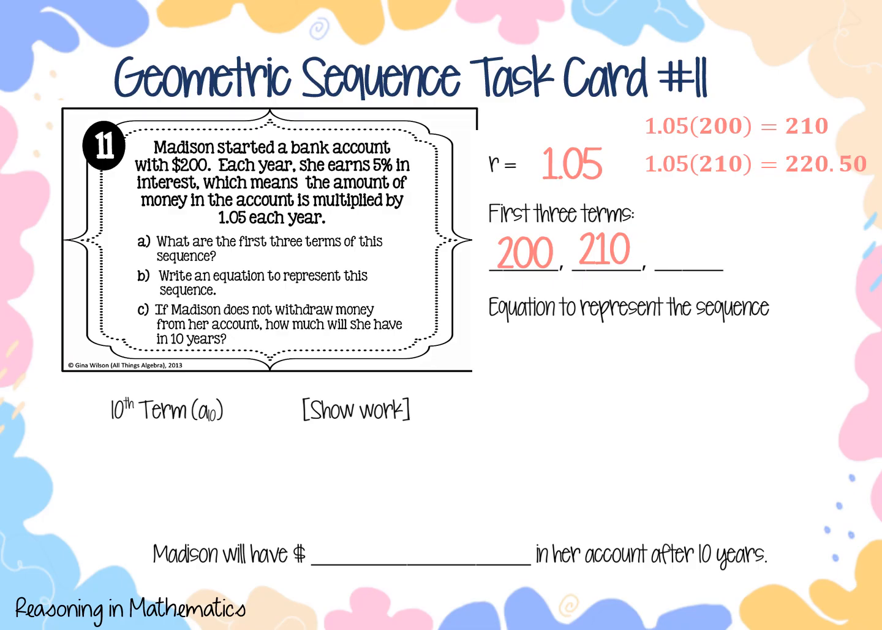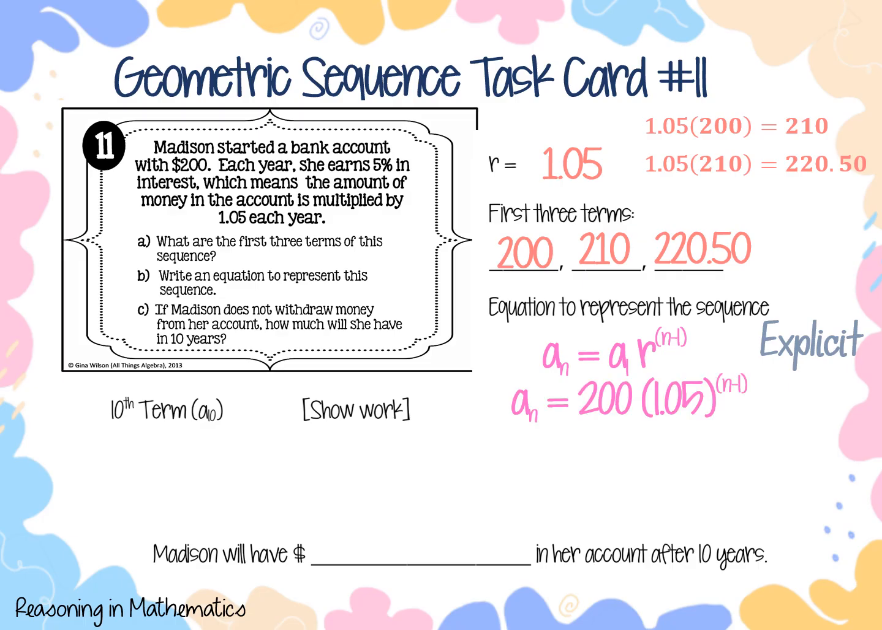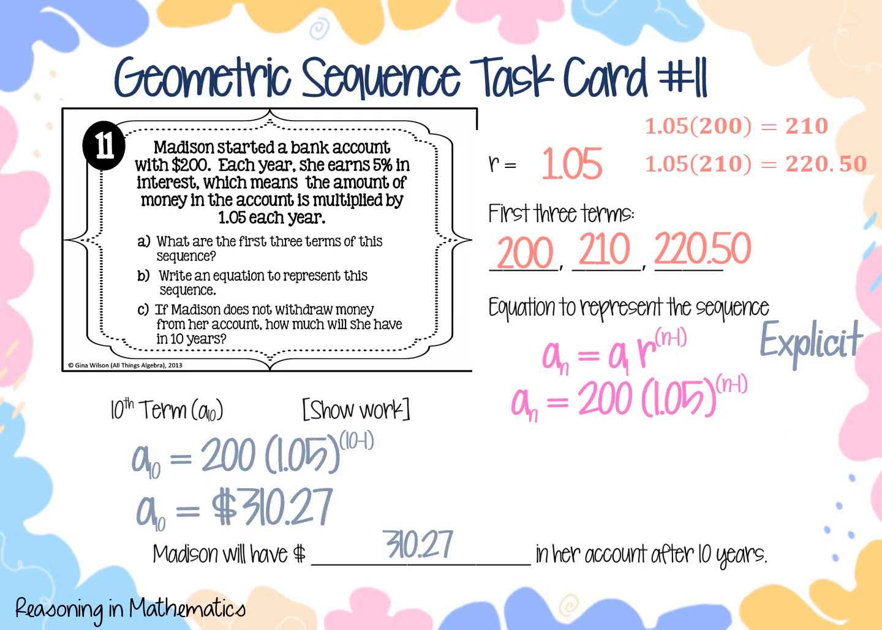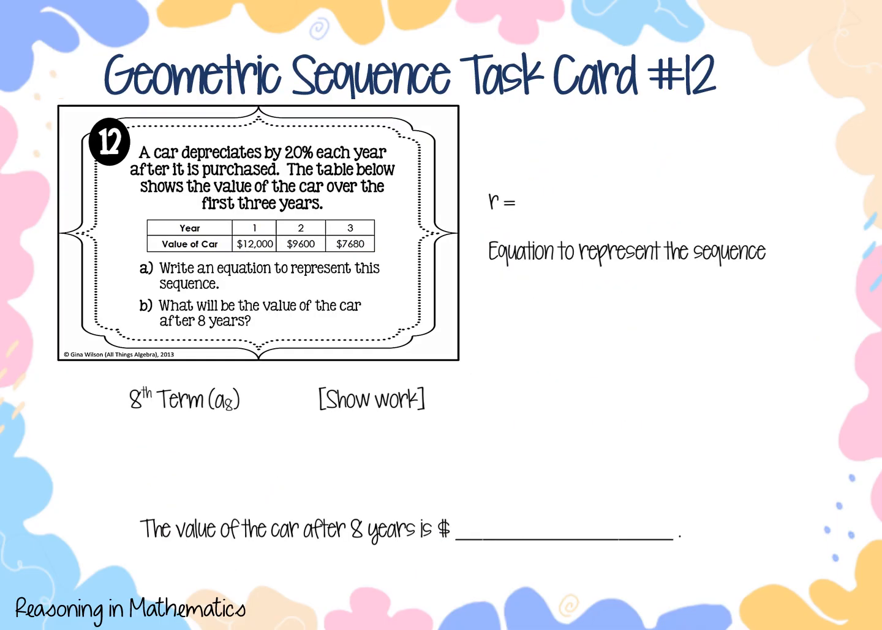If we do it again, we're at $220.50. Our equation needs the initial value of 200 and our common ratio of 1.05. 10 years is what we're trying to calculate. So in place of n, put in a 10 and put it in your calculator. Exponent is 9. We get $310.27 after 10 years.